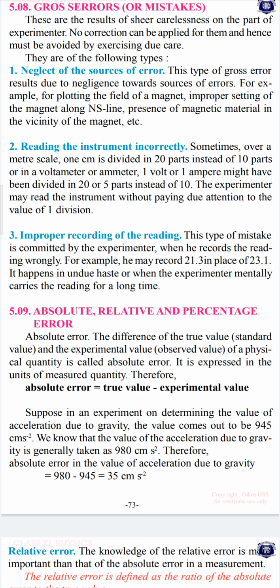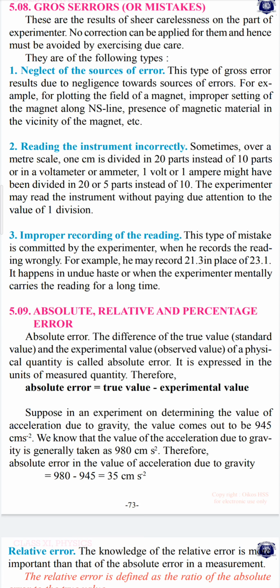Sometimes, over a meter scale, 1 cm is divided in 20 parts instead of 10 parts, or in a voltmeter or ammeter, 1 volt or 1 ampere might have been divided in 20 or 5 parts instead of 10. The experimenter may read the instrument without paying due attention to the value of 1 division. 3. Improper recording of the reading.